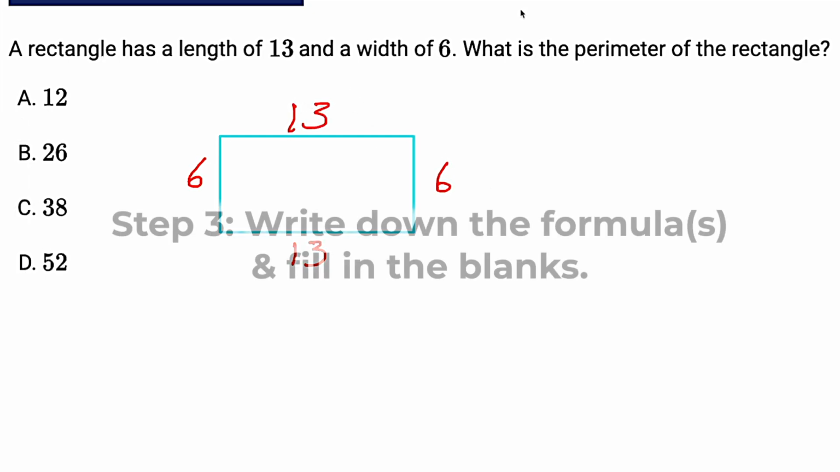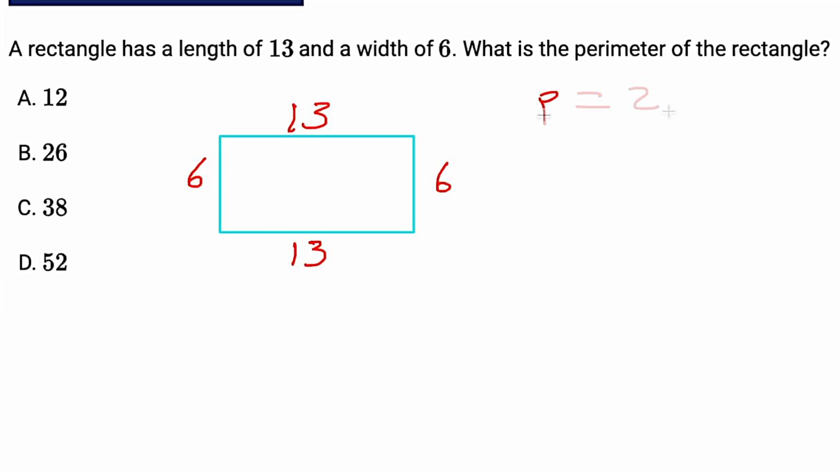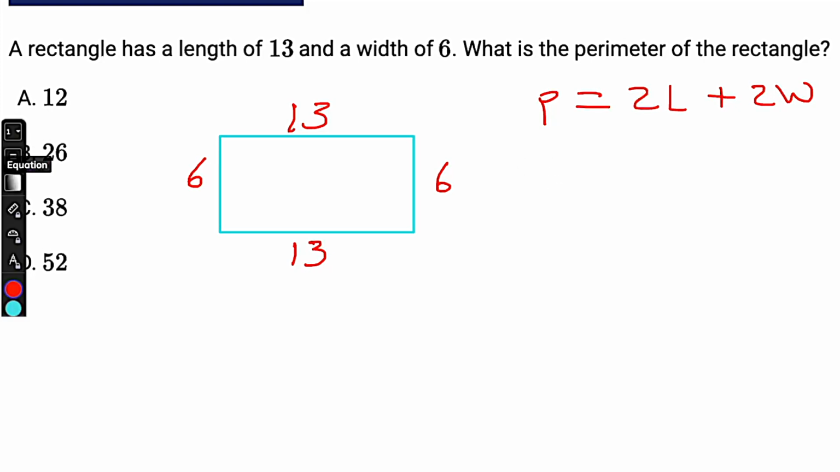And step 3 is to write down any formula or formulas that are applicable to the question. In this case, we could think of perimeter as 2L plus 2W, or we could just think of it as all the sides added together. The second part of step 3, after you write down the formulas, is to fill in the blanks. In this case, our blanks would be L and W. We know that L is 13, so it would become P equals 2 times 13, plus 2 times 6, since W is 6.